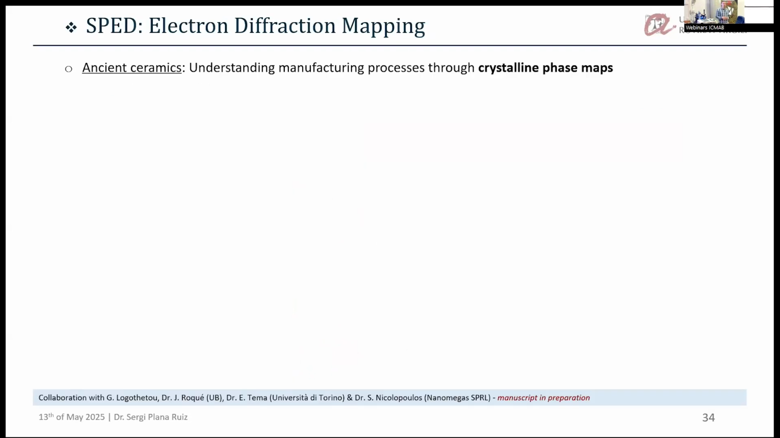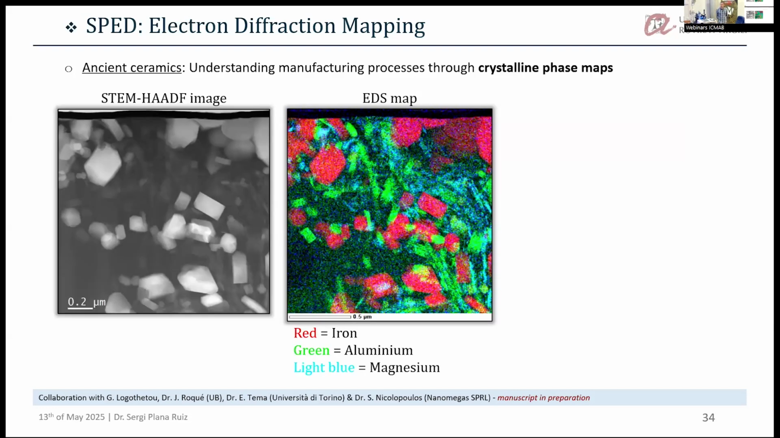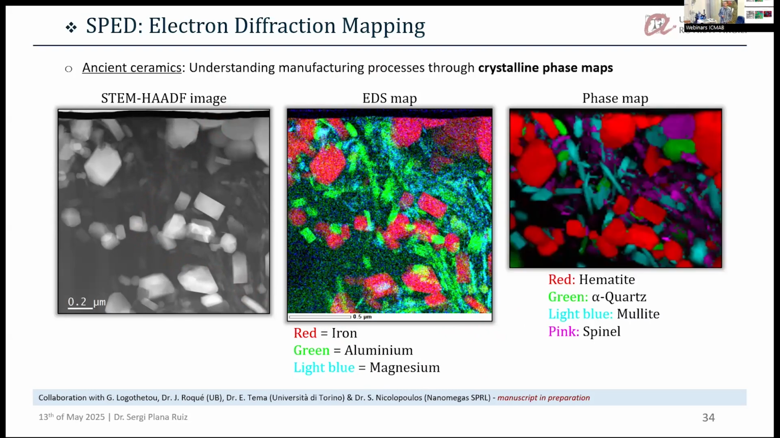With this, I will go through some examples. Hopefully, I'm on time. This first one is about ancient ceramics, where we are mapping the different phases in order to understand the manufacturing process. We acquire a STEM HAADF image, for example, from this area. We can collect elemental maps from this area to understand the different elements that we have, and we can obtain a phase map out of this.